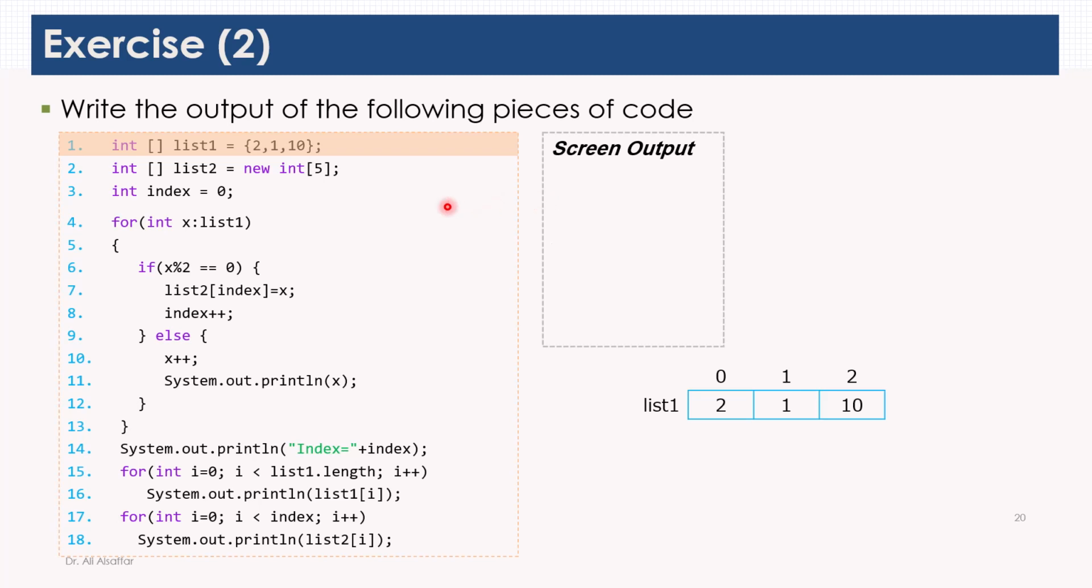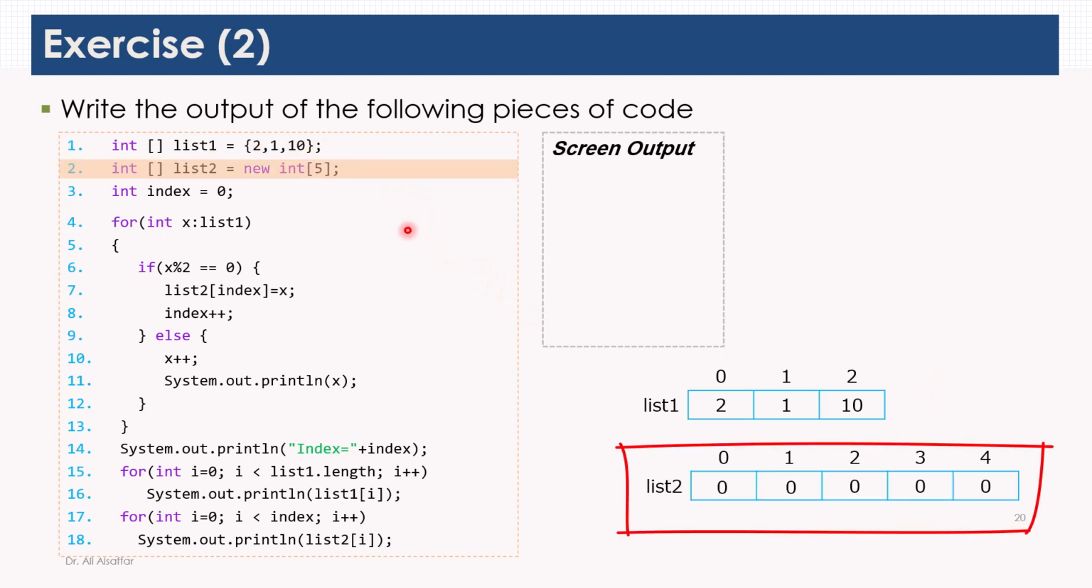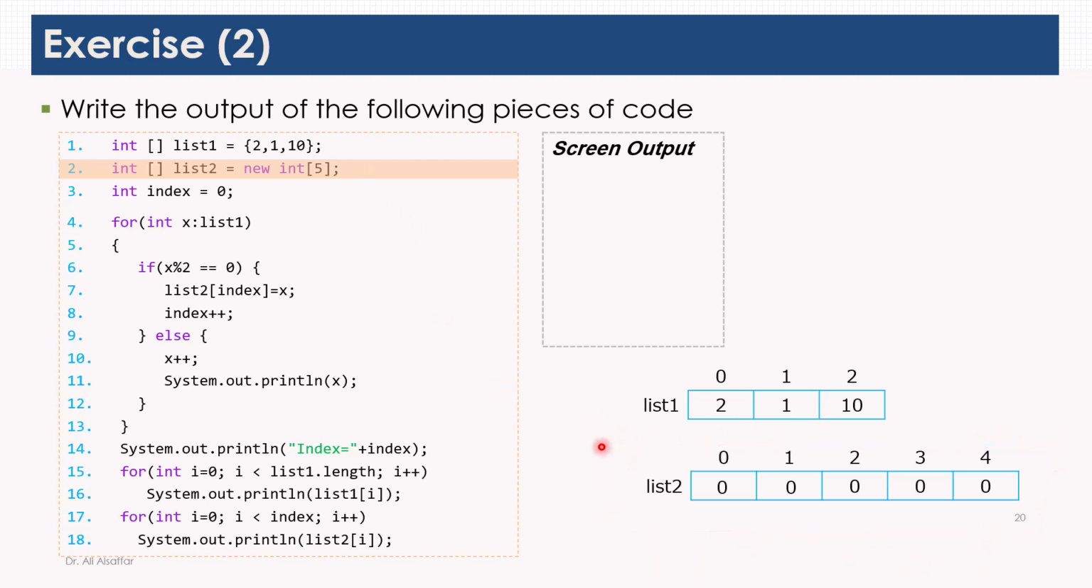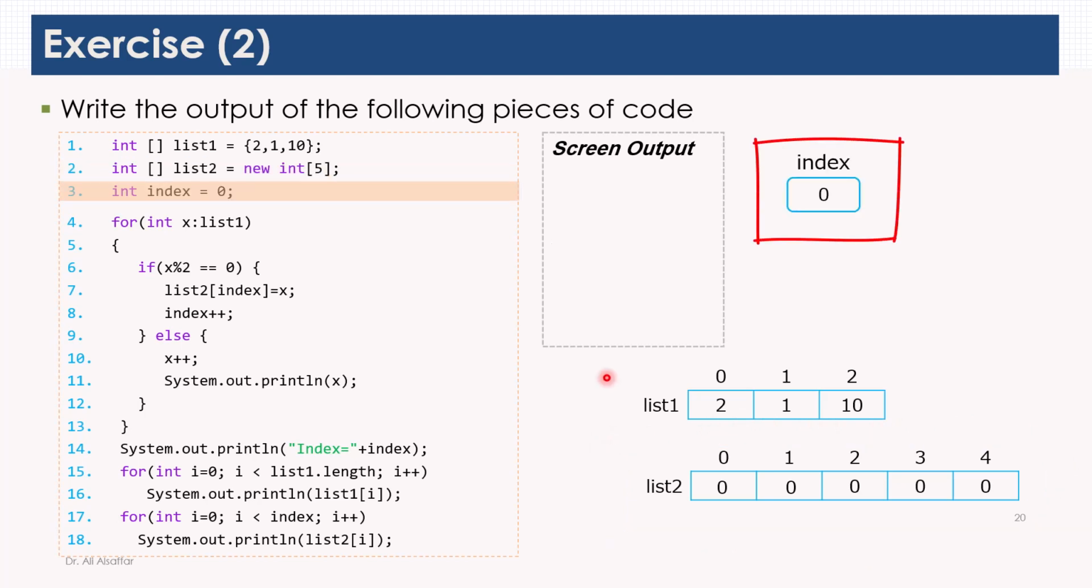Our next exercise, we need also to find the output of a piece of code that involves arrays. In line 1, we are declaring an array of integers, and this array is initialized by the constants 2, 1, and 10. In line 2, we are also declaring another array of integers of size 5. The system by default will initialize all of its elements to 0. And in line 3, we have a variable that's called index, and it's an integer, and its initial value is equal to 0.